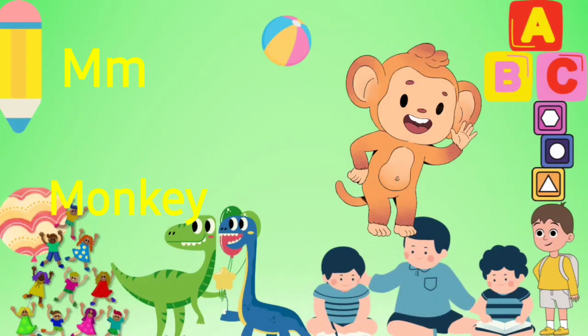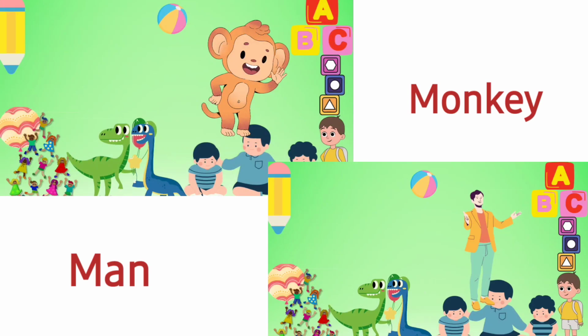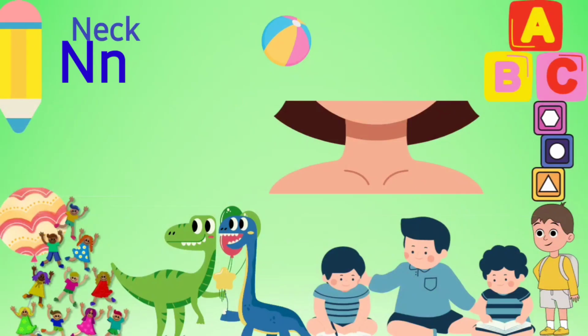M. M is for monkey. M. M is for man. Monkey. Man. N. N is for neck.